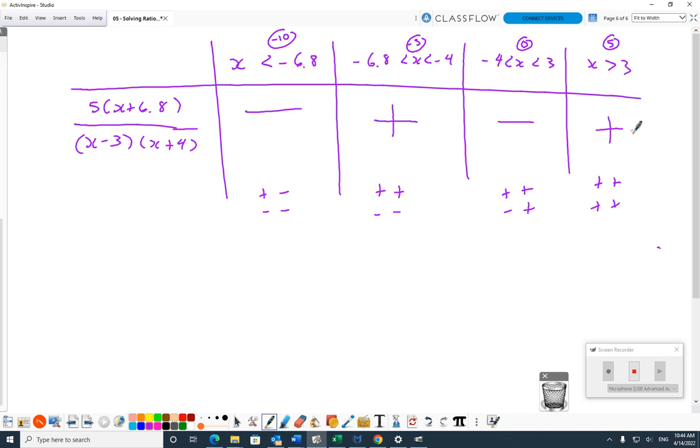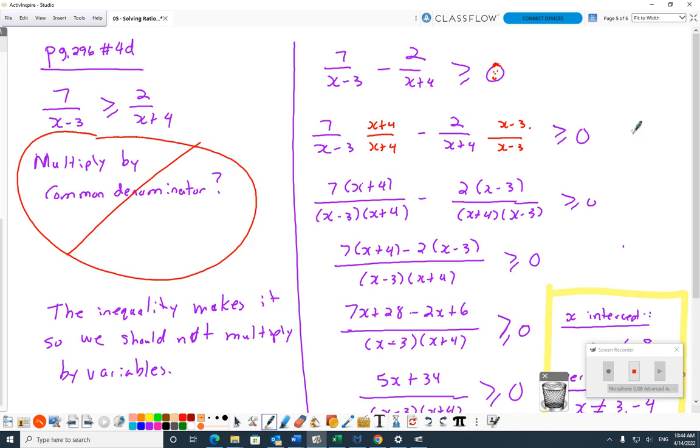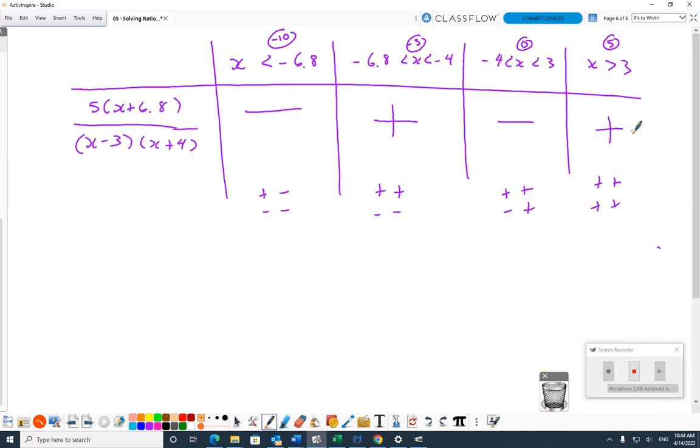Don't let this confuse you though, because I used my chart to find out when this function was greater than or equal to 0. So what I really wanted was this. So 7 over x plus 3 will be greater than 2 over x plus 4 when this function is greater than or equal to 0. So my conclusion really should go back to the original and say, okay, 7 over x plus 3 is greater than or equal to 2 over x plus 4 when, what do we got? Negative 6.8 less than or equal to x less than or equal to negative 4, and when x is greater than or equal to 3.